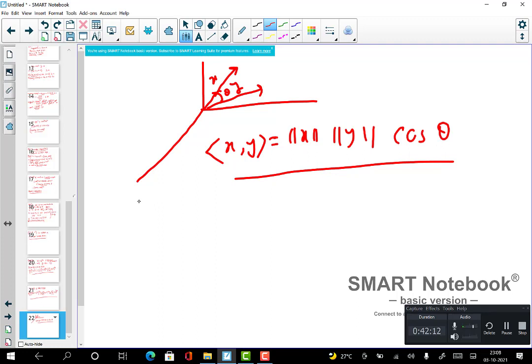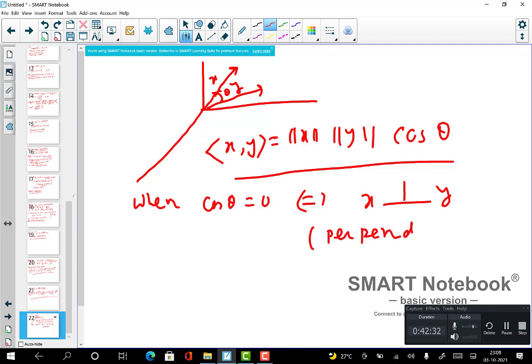So when cosine theta equals 0, this implies x is perpendicular to y. Let me write down this symbol. This is the meaning of perpendicular. So what does that mean? We can define similar things when cos theta equals 0. This quantity vanishes, so that means the inner product vanishes, right? With this idea from physics, we can generalize it inside any general inner product space. So in a general inner product space, how do we define it?